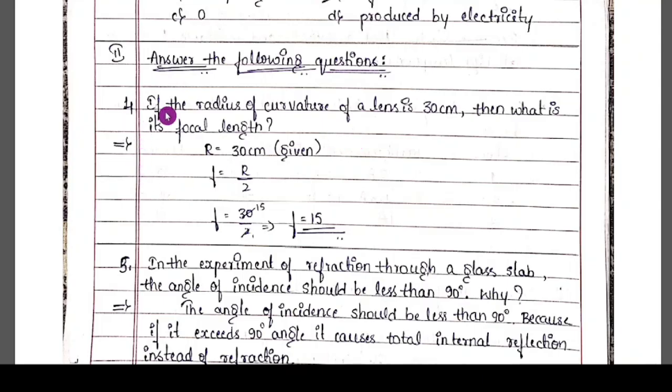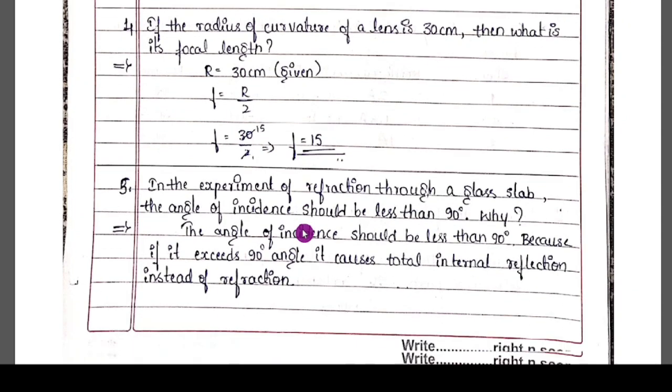Fourth question, if the radius of curvature of a lens is 30 centimeter, then what is the focal length? Here they have given the radius of curvature, that is r is equal to 30 centimeter. We should find out the focal length. We know the relationship between radius of curvature and focal length, that is f is equal to r by 2. So f is equal to 30 by 2. 2 ones are 2, 15. So the answer is 15.